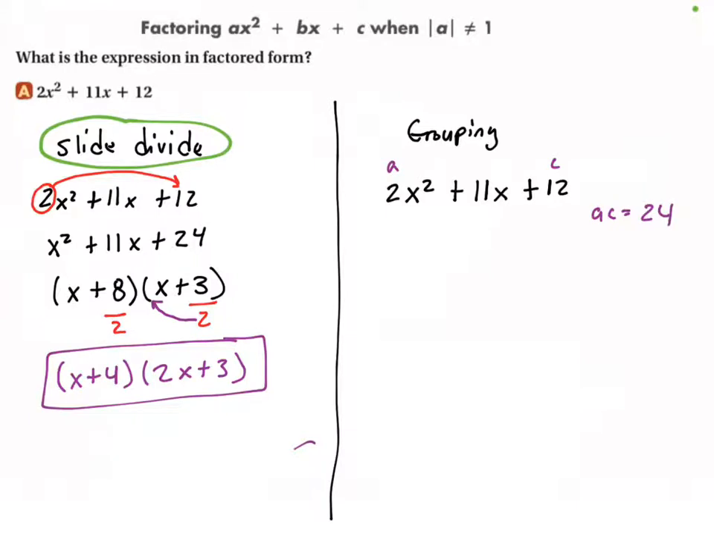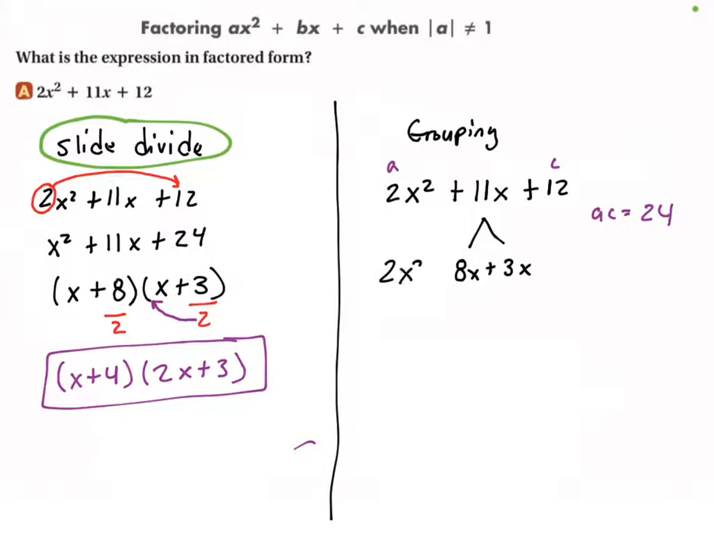Since our 24 is positive and our 11 is positive, we're looking for 2 factors that multiply to be 24 but add to be 11. So this is kind of similar to the slide divide. And so I already know that it's going to be 8 and 3. But this time we're going to write this slightly differently. We're going to replace the 11x here with an 8x and a 3x.